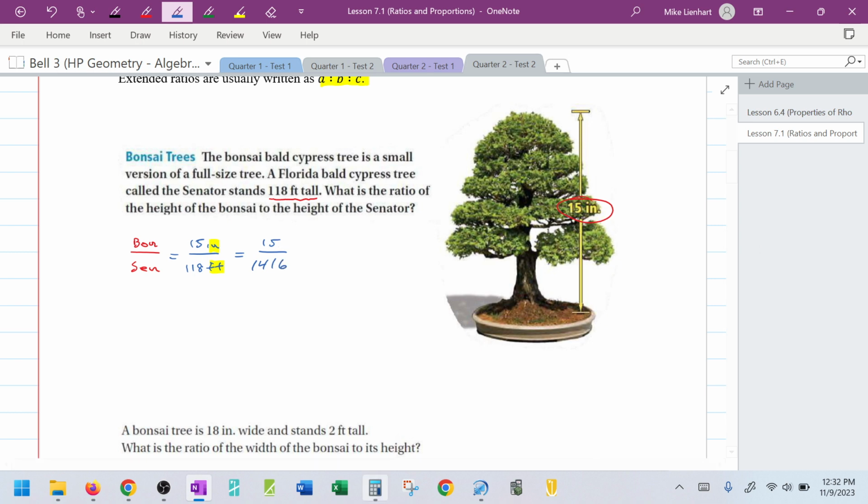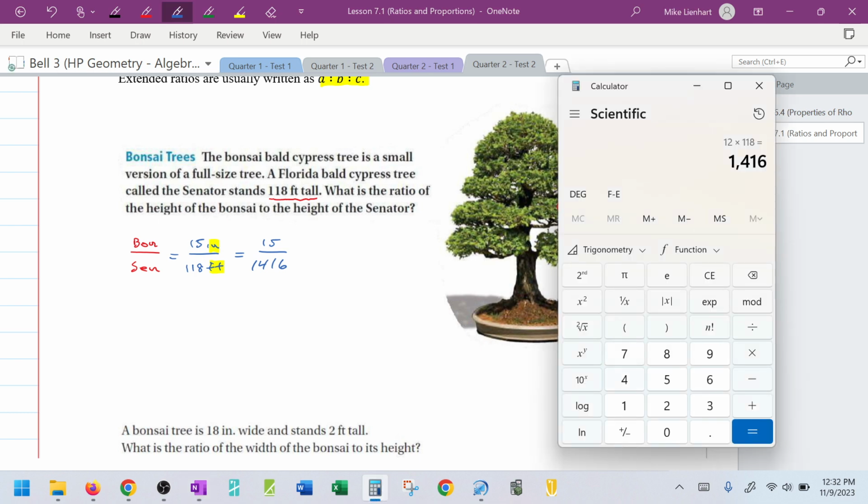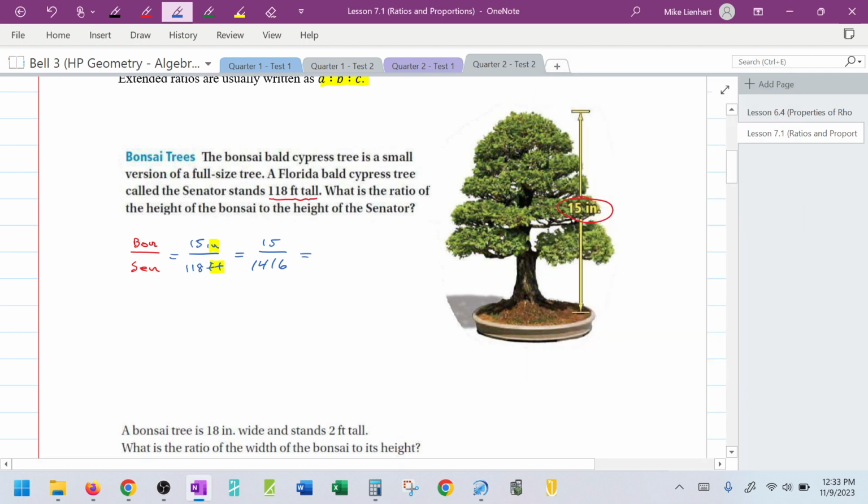Now, can I simplify it? I don't know. Let's see. I know, let's see, 1416. If I divide that by 3, that works. So I'm going to say that this simplifies to be, divide them both by 3, 5 over 472. All right. And then I would label this ratio in inches.